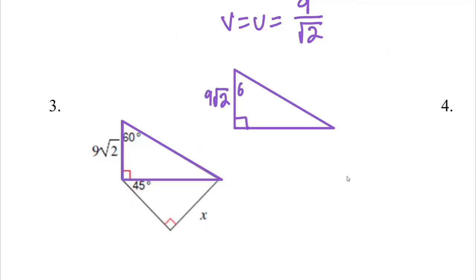We know that this is 60 degrees. So what type of triangle is this? Yeah, a 30, 60, 90. So again, we want to write out what we have. This side is our n, this would be our n root 3, and this would be our 2n.